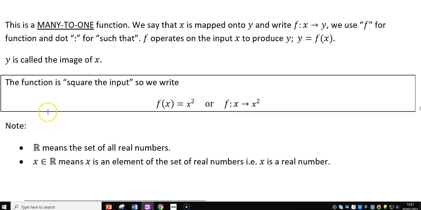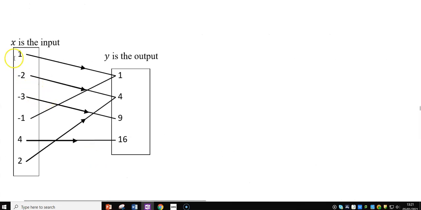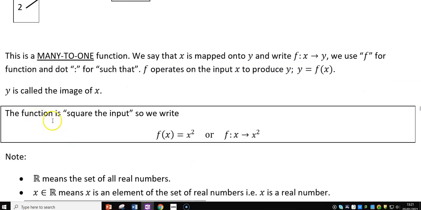Okay, the function in this case is, if we have a look back at what it was, 1 goes to 1, minus 2 goes to 4, minus 3 goes to 9, minus 1 goes to 1, so it's clearly a squaring function. So the function is square the input, so we would write f of x is equal to x squared, or f is such that x goes to x squared.